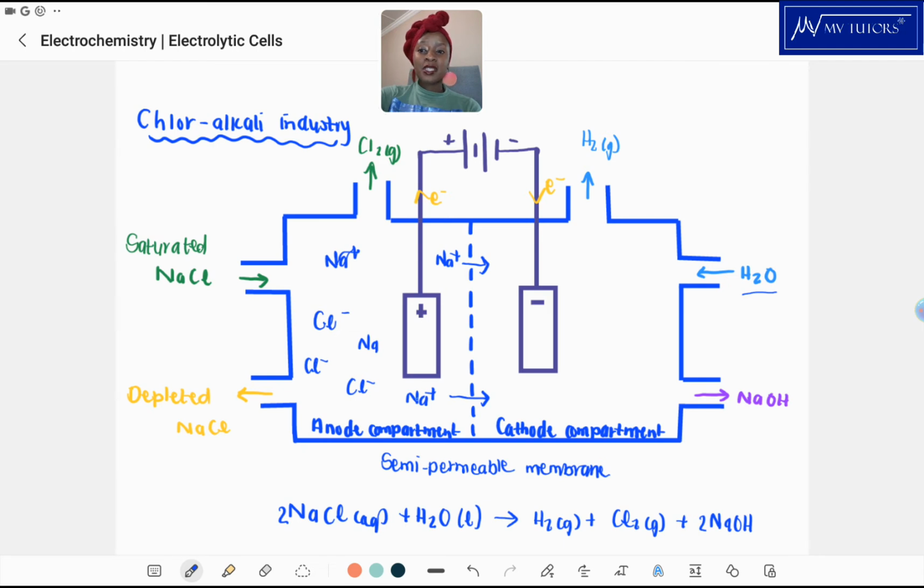And because it's positively charged, your positive ion will repel it. So it will go over to the other side. It actually passes through the membrane. And what is remaining? Your negatively charged ion, which is your chloride ions. And your chloride ions then attach themselves to the anode, okay? And they become oxidized. When they become oxidized, they lose electrons, remember?